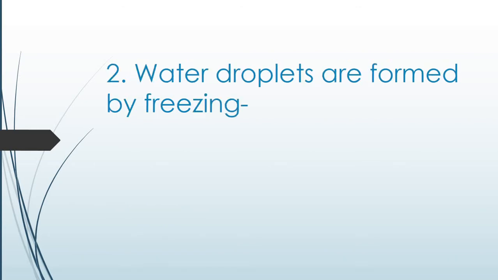Okay. Number 2. Water droplets are formed by freezing. This is from chapter number 5. If you recognize the question, if you try to understand the question, solid, liquid and gases, this is from that chapter. So, water droplets are formed by freezing. Think about the statement which is written.